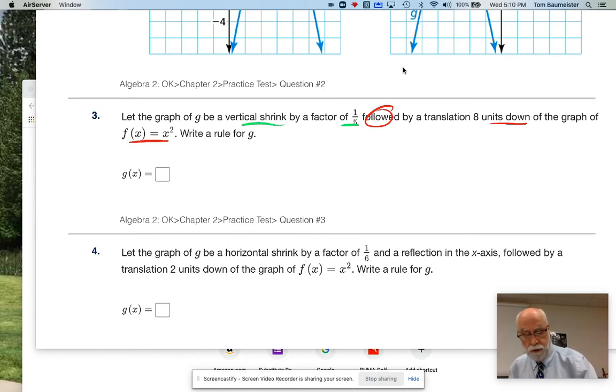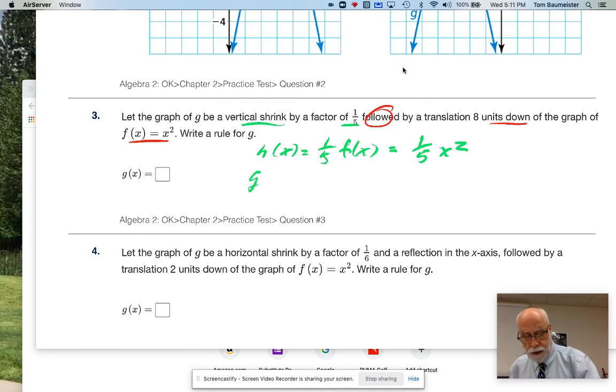So again, I'm going to first do a vertical shrink. So I'm going to have, let's see, h of x is equal to 1/5 our f of x. So again, it's on the outside. So that would equal 1/5 x squared.